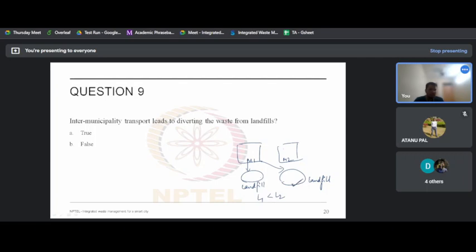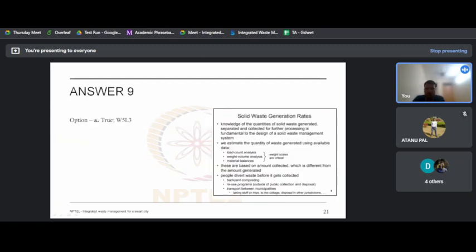M2 will accept it sometimes, and sometimes they may not accept, depending upon the relation between the municipalities. So intermunicipality transport, when we are handling our waste, leads to diverting the waste from the landfill. Generally it would have gone to L1, but instead it went to L2. So the answer is true. Students can refer to the third lecture of this week.